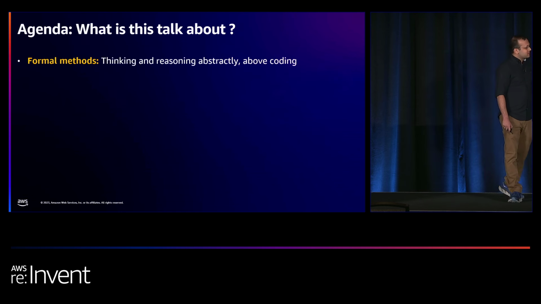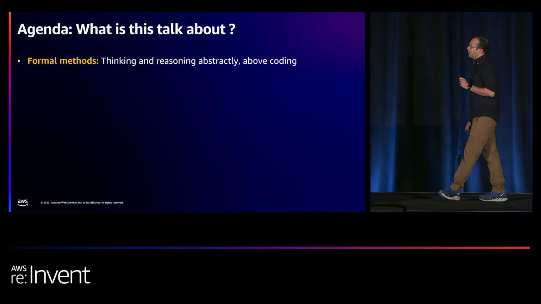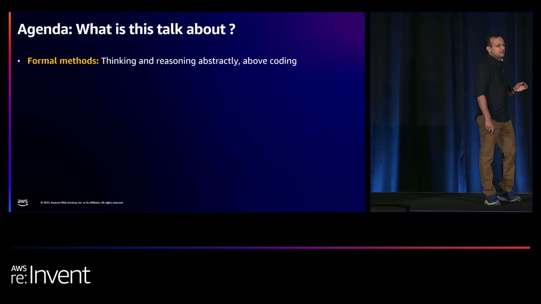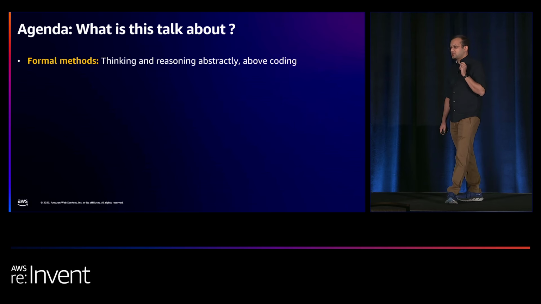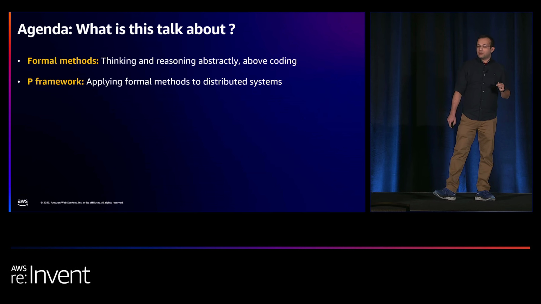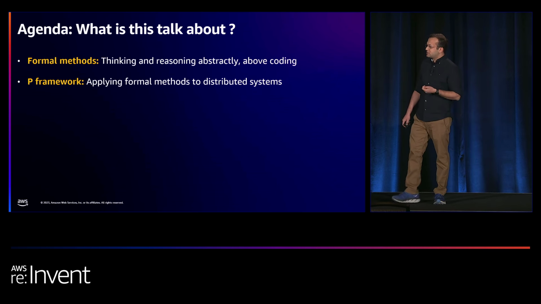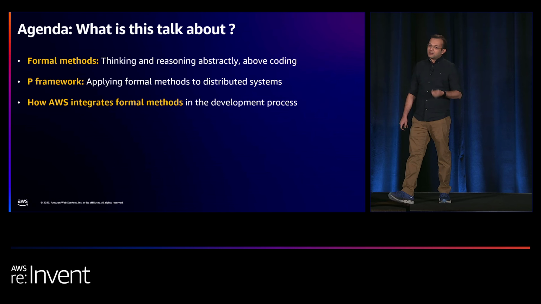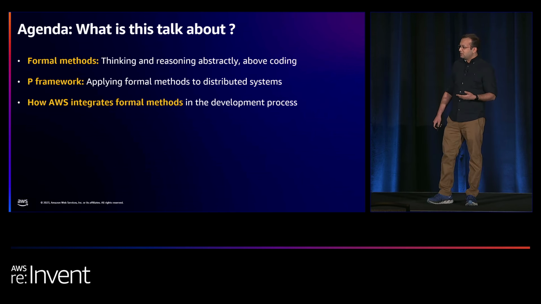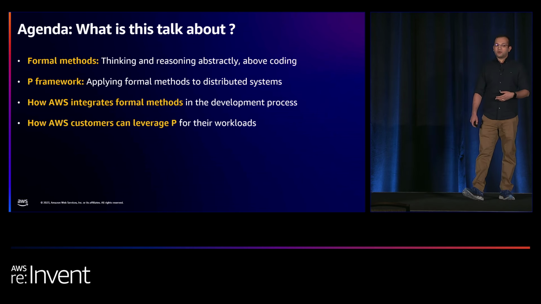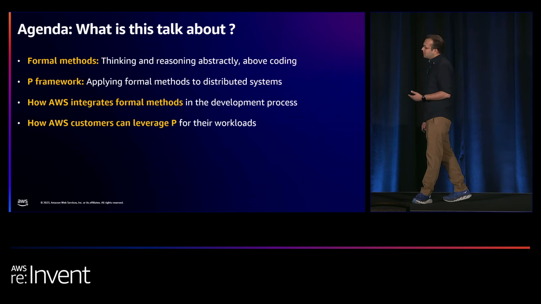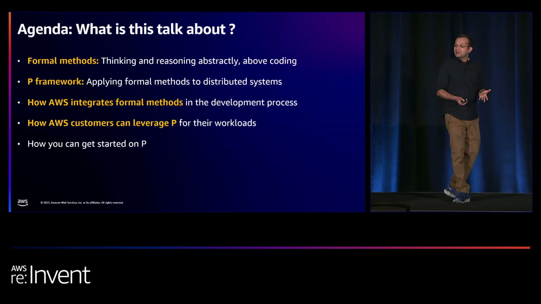So what we are going to do in this session is first I'm going to describe what formal methods is. In particular, what does it mean to think and reason about systems abstractly and above coding? Then I'm going to introduce P, which is the framework which you can use for applying formal methods to distributed systems and applications, and how AWS is using it for reasoning about their systems and including it in their development process. Then Vikas is going to come in and tell you about, as AWS customers, how can you leverage P and gain confidence in your own workloads? And finally, how can you get started with P, right?